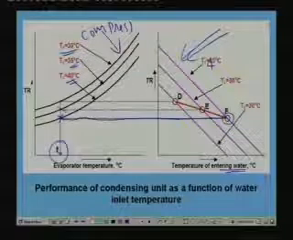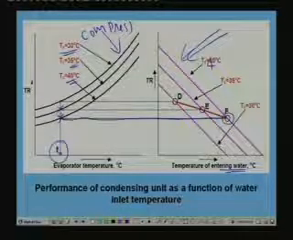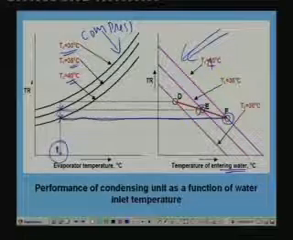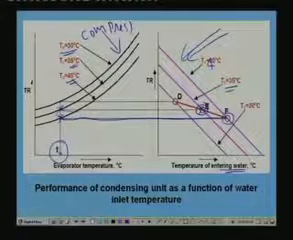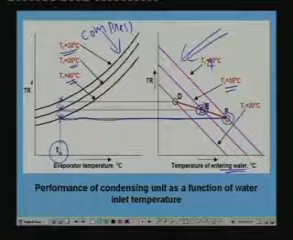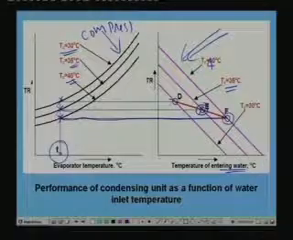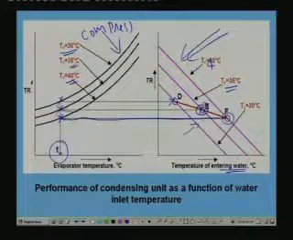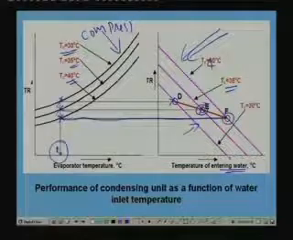Similarly, this point is for the 35 degree condenser temperature line, where if you draw a horizontal line where it intersects this 35 degree line, that will give you another balance point. Similarly, for 30 degree temperature line, you can draw a horizontal line, and at this point this line intersects the 30 degree condensing temperature line in terms of cooling water inlet temperatures. Okay.